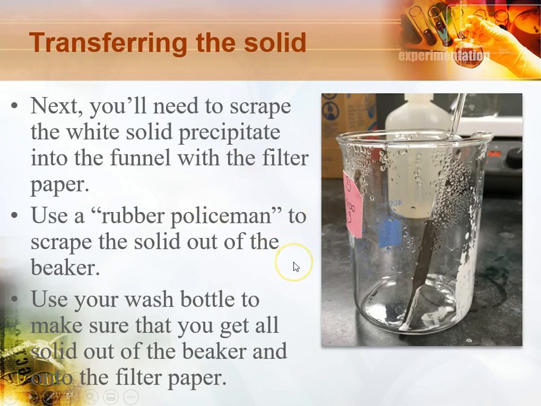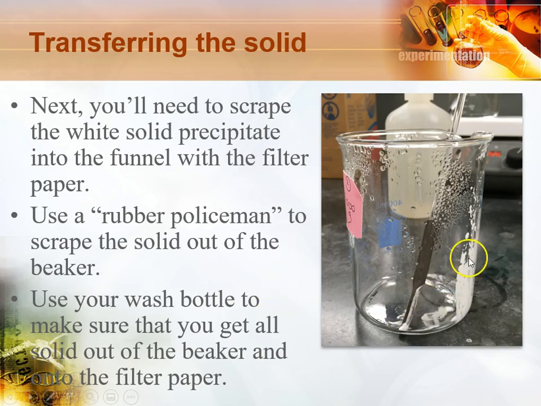If you're making cookies, for example, and you want to scrape every little last bit out of the bowl because it's cookies, so of course you would, that helps you quantitatively transfer any of the food out of your bowl. It's the same thing over here. So this rubber policeman will allow me to scrape all of this solid out of this beaker.